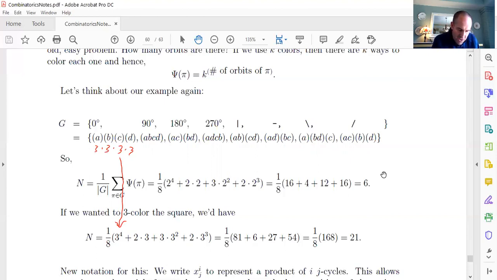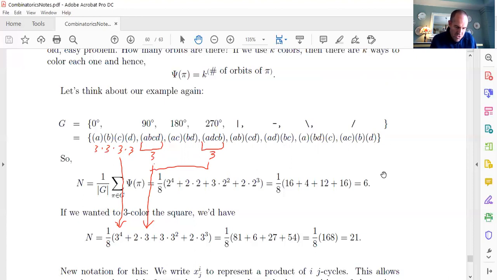Okay, what about the cycles? Well, this guy and this guy. Think about it. Once I choose a color, we're done. All of the other vertices have to be colored that same color. So those two guys together give rise to the 2 times 3 that's sitting right there, which is analogous to the 2 times 2 in the second summand for the 2-coloring case.